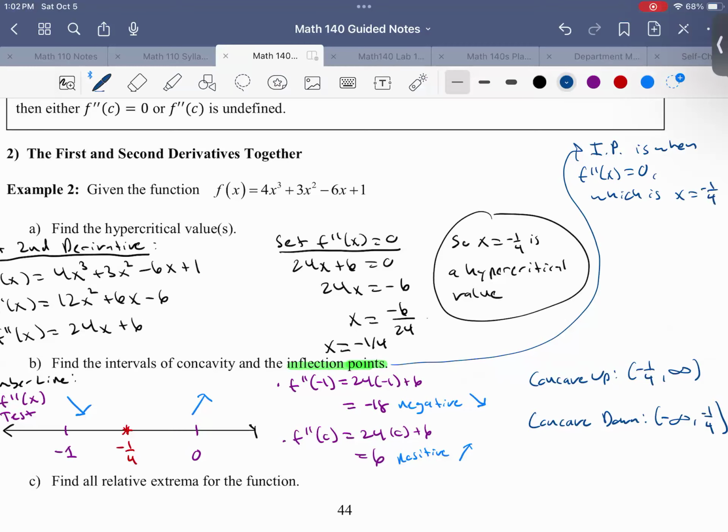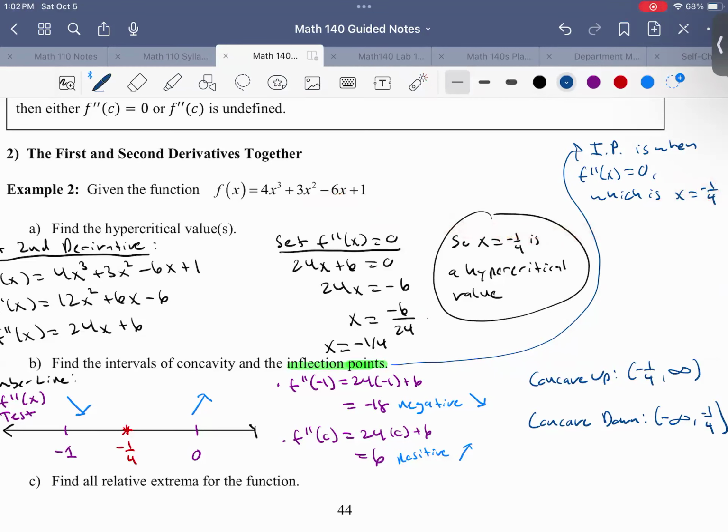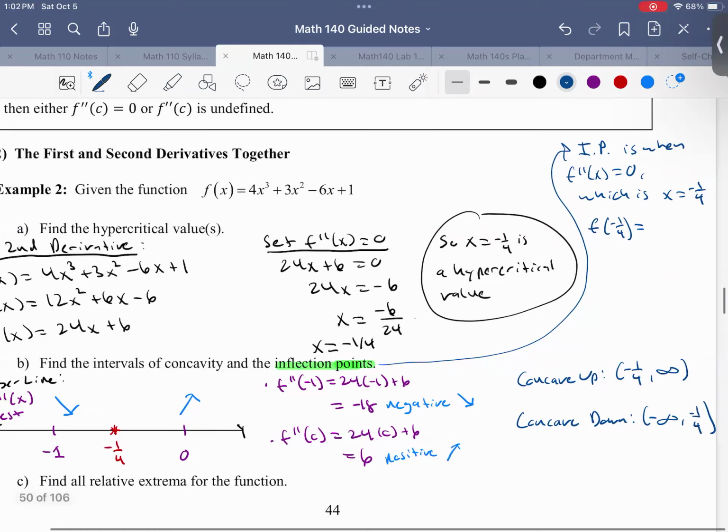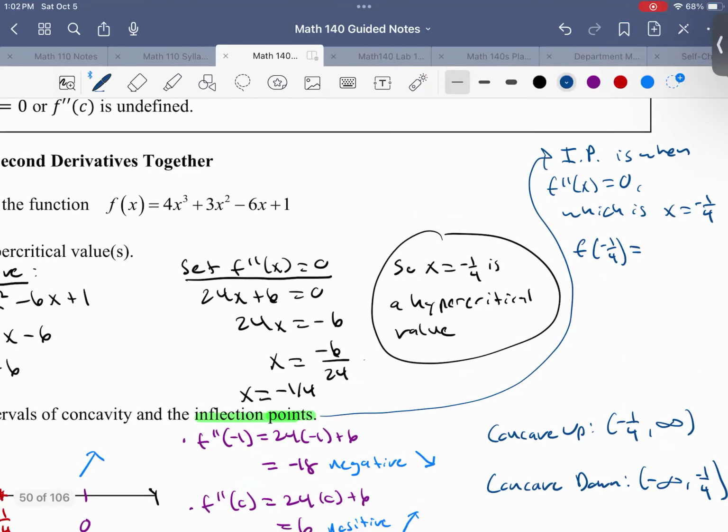So what we're going to do is just take this -1/4 and plug it into our function to get the coordinate point. So f of -1/4 equals 4 times -1/4 cubed plus 3 times -1/4 squared minus 6 times -1/4 plus 1. Running over a room a bit, I apologize.